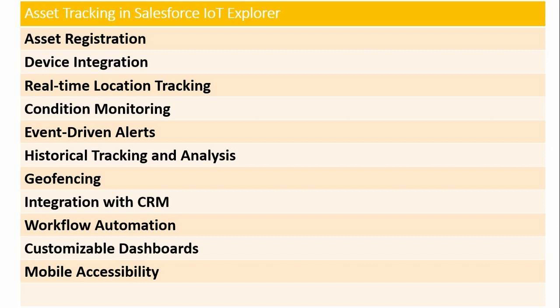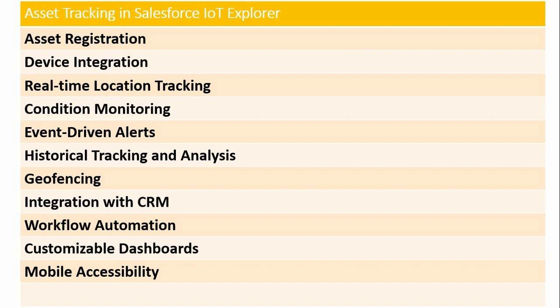Event-driven alerts. Overview. Triggering alerts based on predefined events or conditions. Details. Organizations can set up rules in Salesforce IoT to generate alerts when specific events occur, such as deviations from optimal operating conditions, unexpected movements, or maintenance requirements.